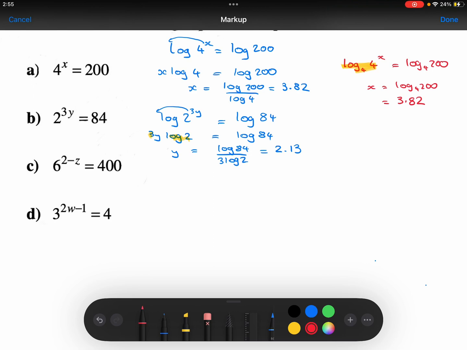Alternatively, I could have taken log base 2 of both sides at the beginning. That way, these are inverse functions and cancel out and just leave me with the 3y. And then divide both sides by 3. And put that into my calculator to get the answer 2.13.